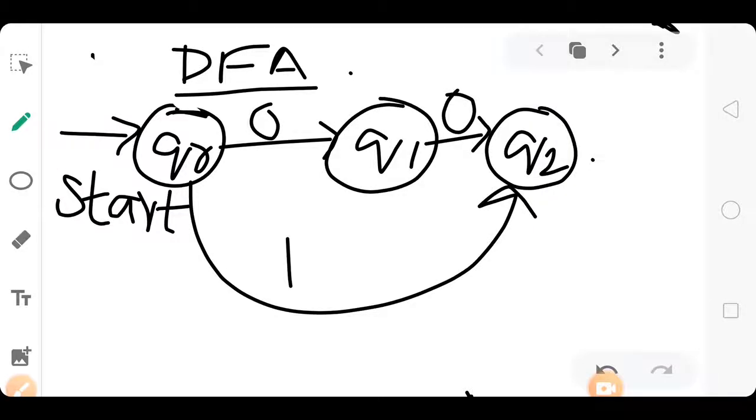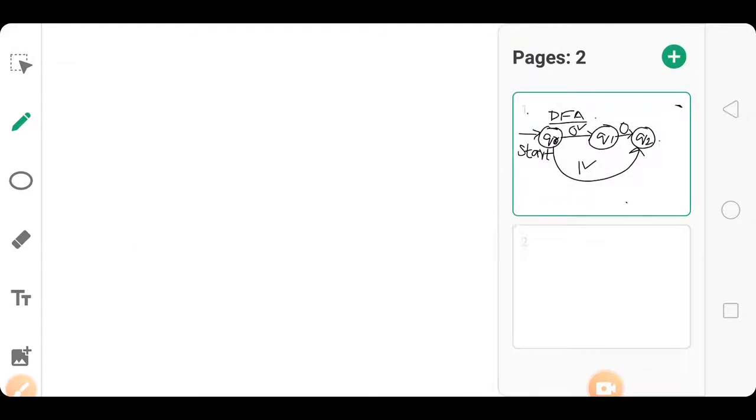Today we will discuss how to represent the transition table. So this is a given DFA. Here you have the three states Q0, Q1 and Q2, and the input alphabets, that is 0 and 1. For the given DFA, we need to draw the transition table.